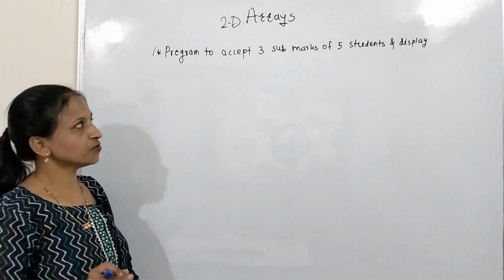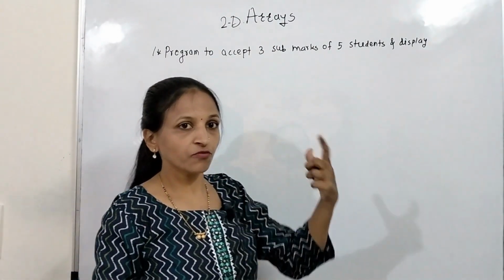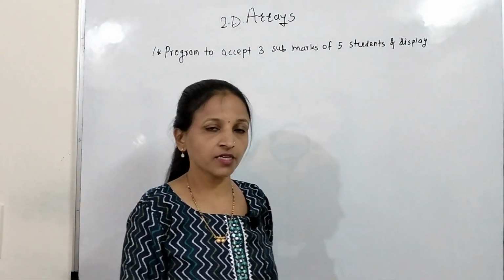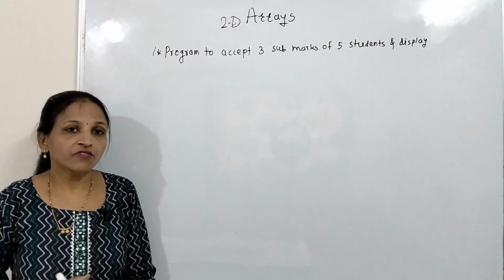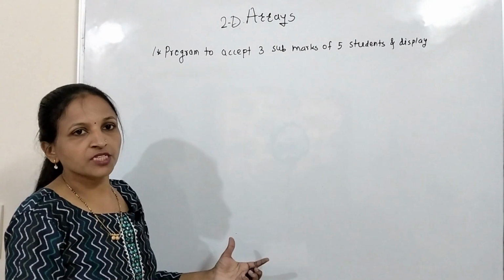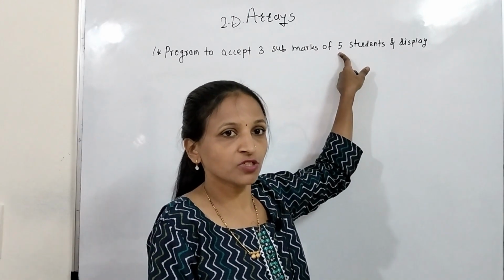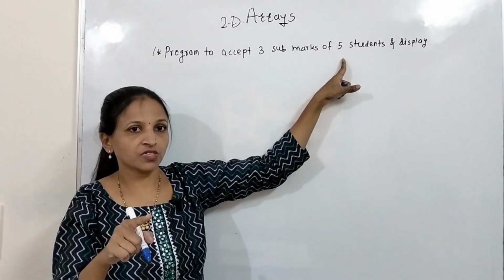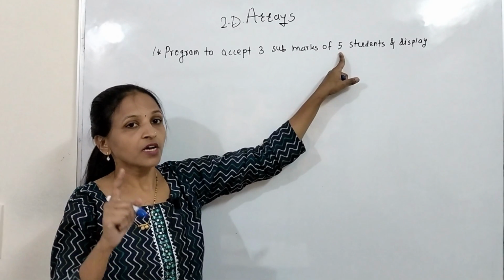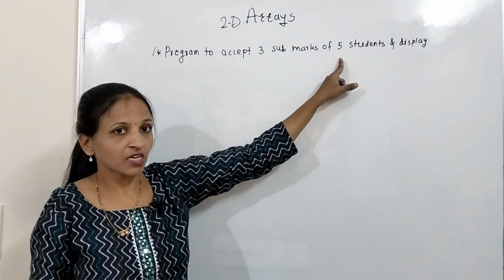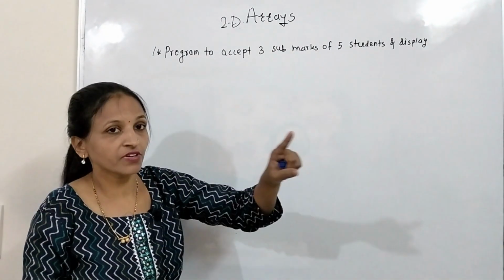Here we can use 3 into 5, that is 15 individual variables we can create. This is the first way. Then we can create different 1-dimensional arrays, means 5 1-dimensional arrays, because a 1-dimensional array will represent 1 student. Then 5 different 1-dimensional arrays having size 3 we have to declare.